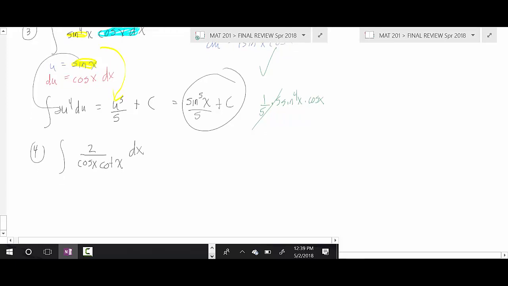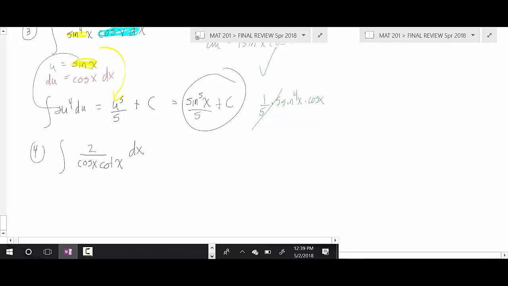Okay, now if you saw something like this, I'd be curious how many students would be able to reason this thing out. You have to think about trig identities. U-substitution, you're not going to get anywhere. If you let u be cosine, then du is negative sine x. That's no good. If you let u be cotangent, du would be the derivative of the cotangent, which is negative cosecant squared. Okay? What do you think?